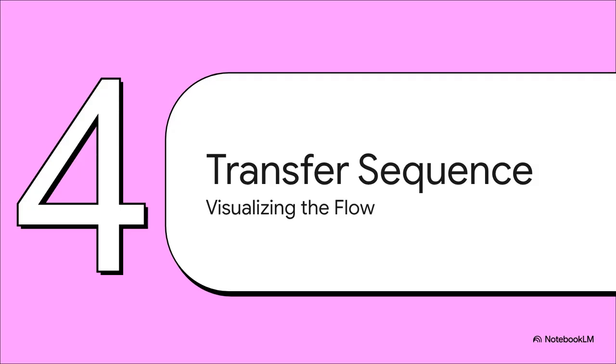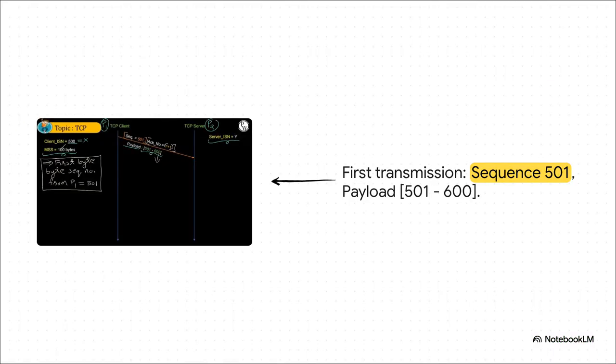All right, Section 4, the data transfer sequence. We've got the context, we've got the formulas, so let's actually visualize these abstract concepts executing over a live network connection. Let's look at the very first transmission in a connection.